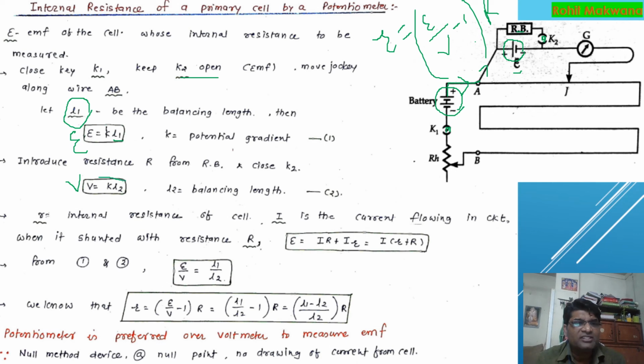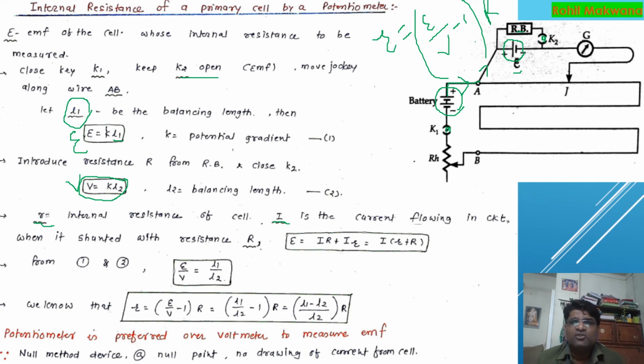So write down this equation, V is equal to KL2, from the principle that potential is directly proportional to length, right? Okay, now we know that the cell we have used has internal resistance r. I is the current flowing inside this circuit, and we have shunted this cell EMF with the help of the resistance box. Shunt means to connect a resistance parallel to something. So here we have connected a resistance parallel to the source of the EMF. So this is called shunting of this cell.